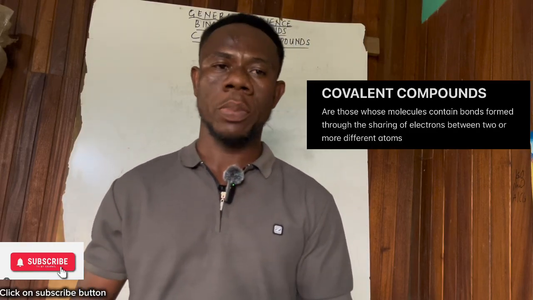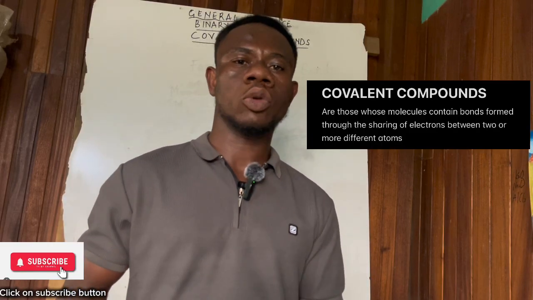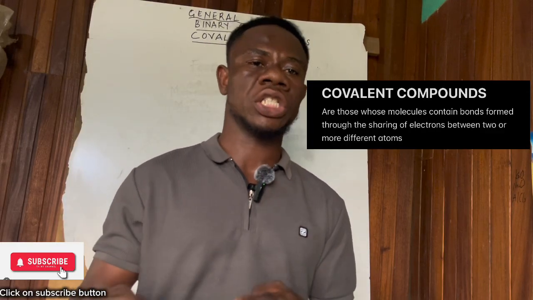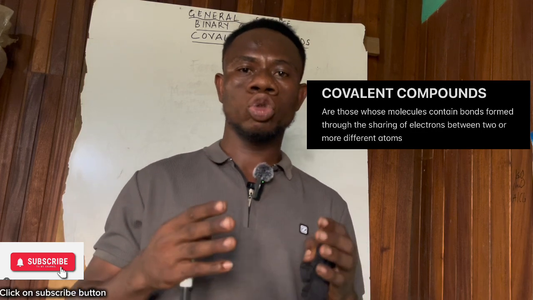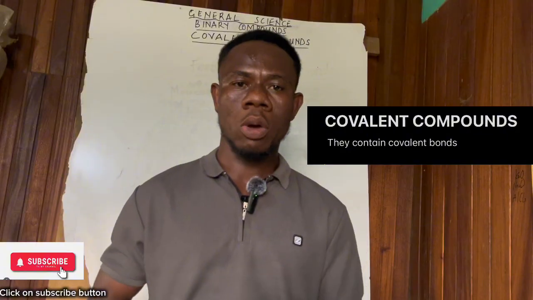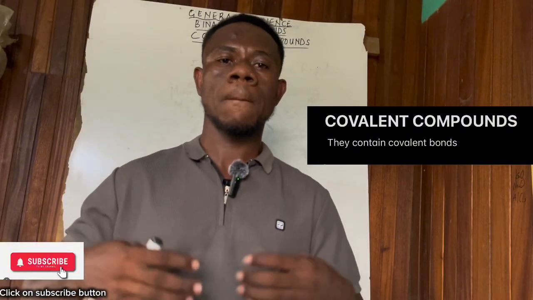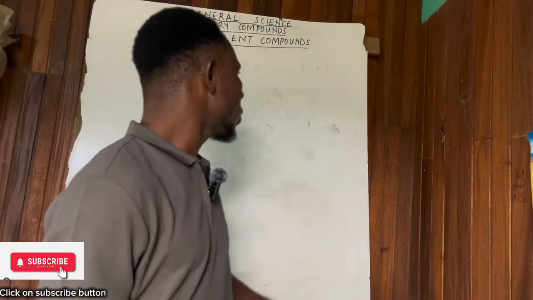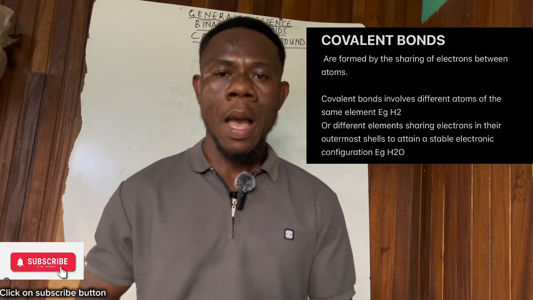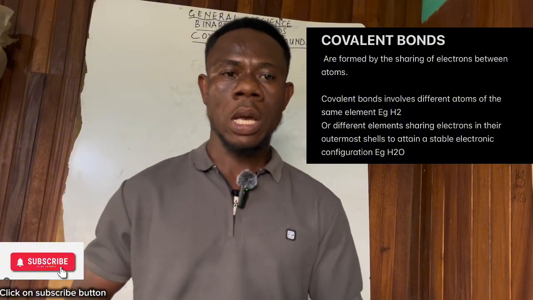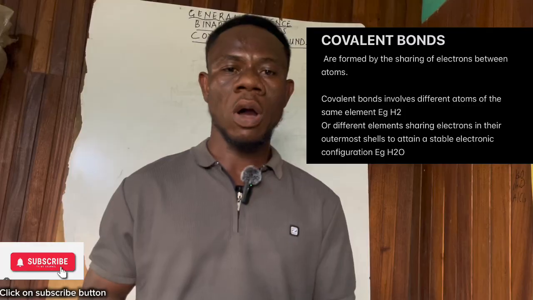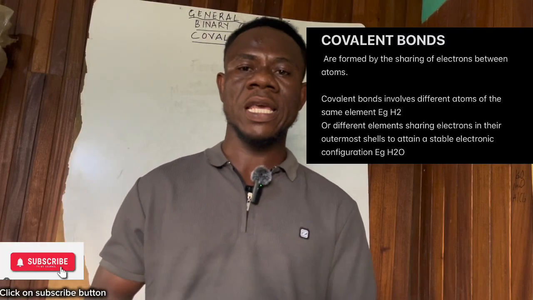What are covalent compounds? Covalent compounds are those whose molecules contain bonds formed through the sharing of electrons between two or more different atoms. Covalent compounds contain covalent bonds. What are covalent bonds? Covalent bonds are formed by the sharing of electrons between atoms. Covalent bonding involves different atoms of the same element.